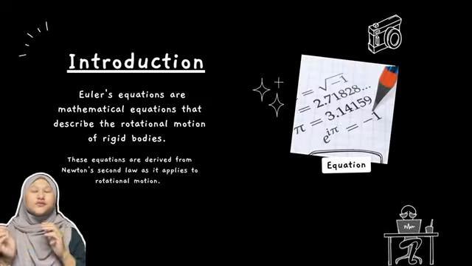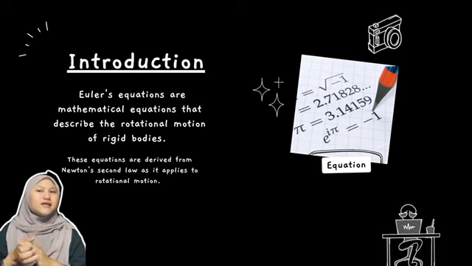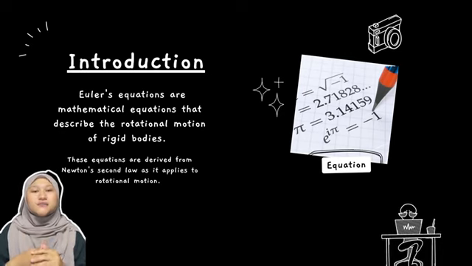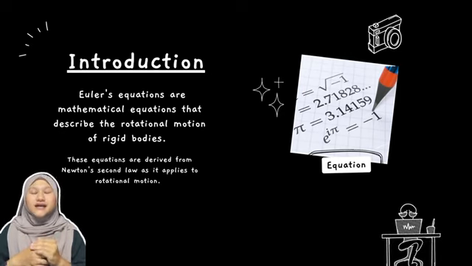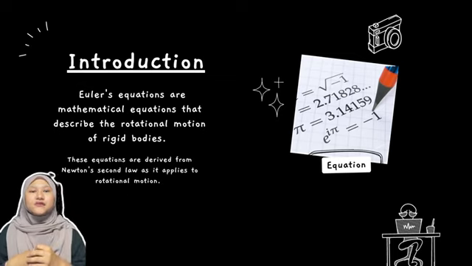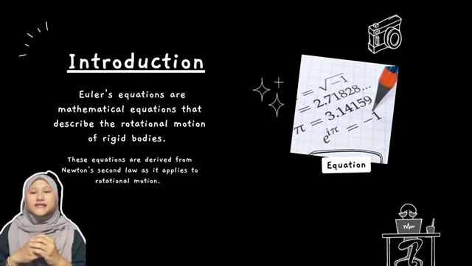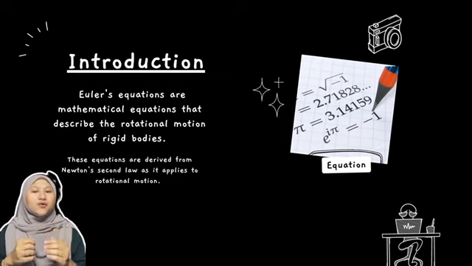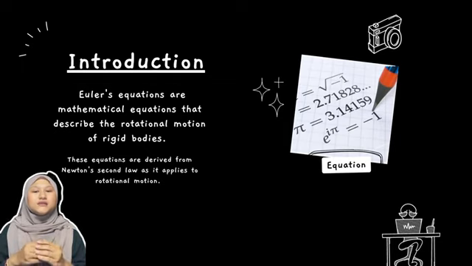So, what do you know about Euler's equations? Euler's equations are mathematical equations that describe the rotational motion of rigid bodies. The equations consist of 3 differential equations. They are derived from Newton's second law as it applies to rotational motion. In more technical terms, Euler's equations describe the relationship between angular acceleration, angular velocity and moment of inertia of a rigid body.